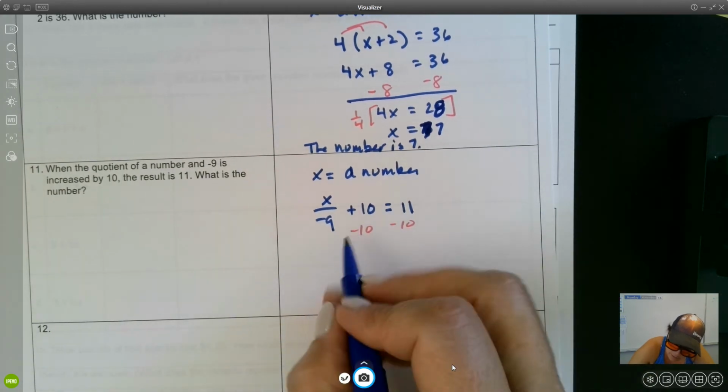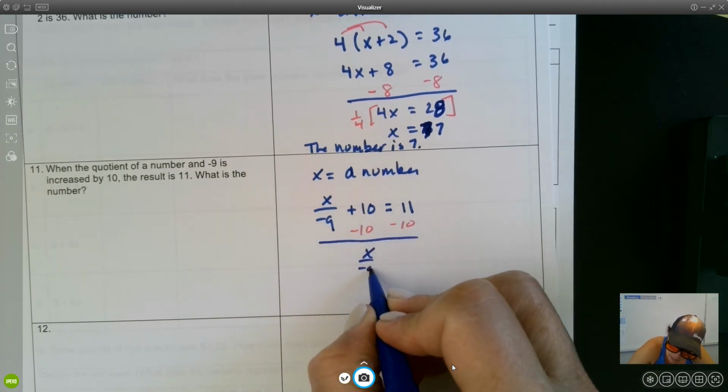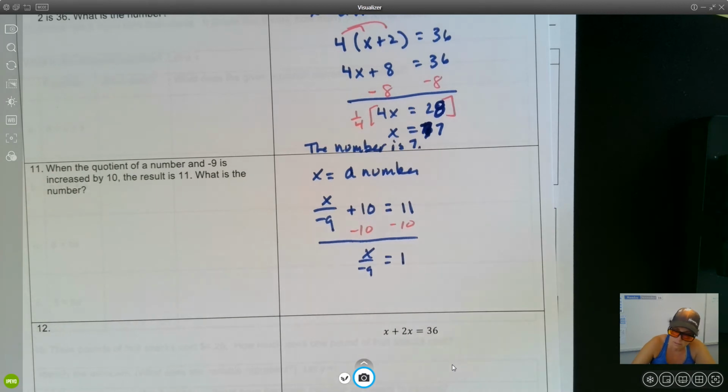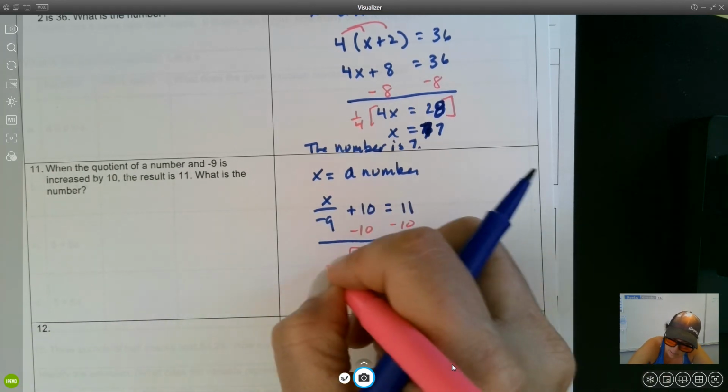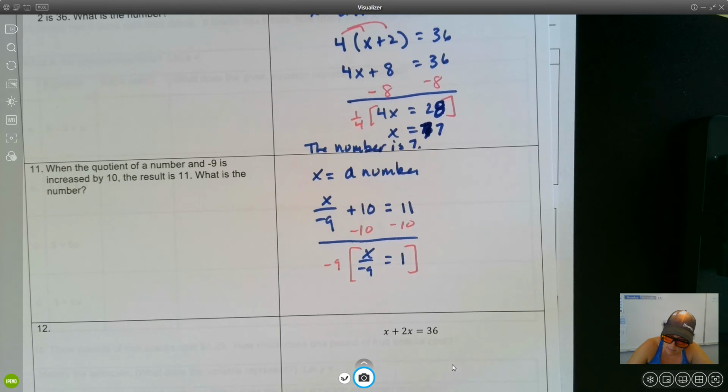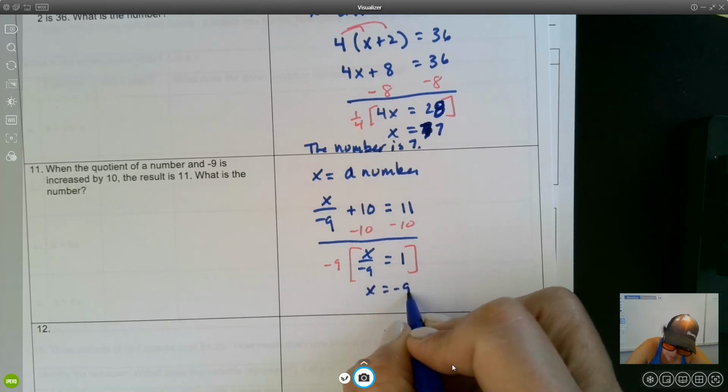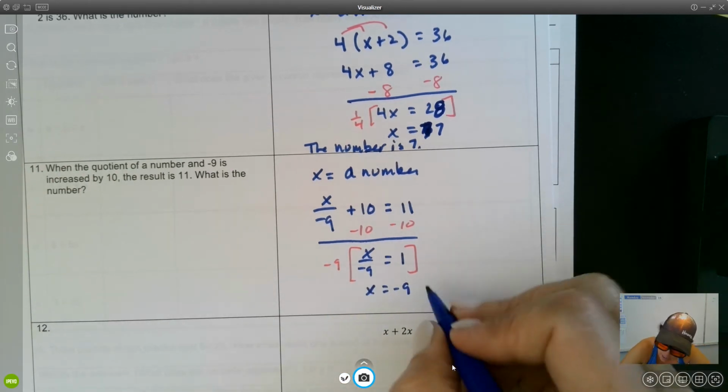Subtract 10. x over -9 equals 1. And we're going to be multiplying by -9 on both sides. And that's your answer. The number is -9.